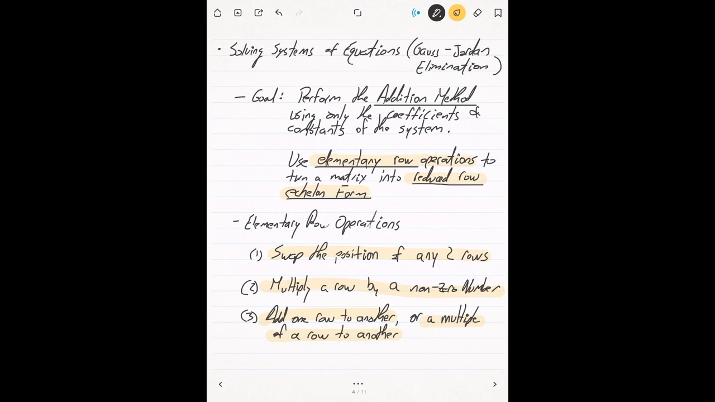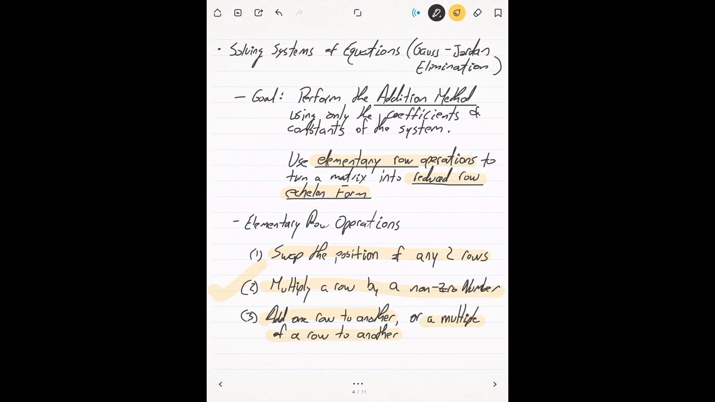What I want you to keep in mind is that these techniques for the elementary row operations, we've done them already. We've done these when we solved systems of equations using the addition method. When we would multiply a row by a non-zero number, can you multiply both sides of an equation by a number? Yeah, you're allowed to do that. That's the multiplicative property of equality. You can multiply both sides of an equation by whatever you want. So that rule's pretty obvious.